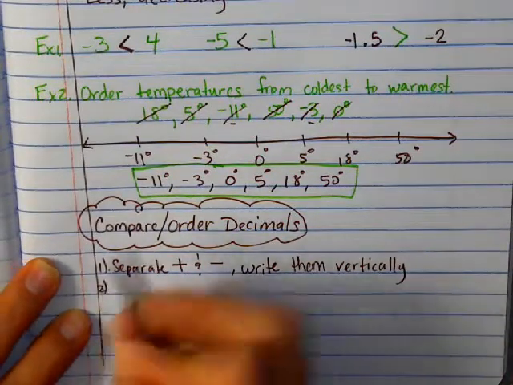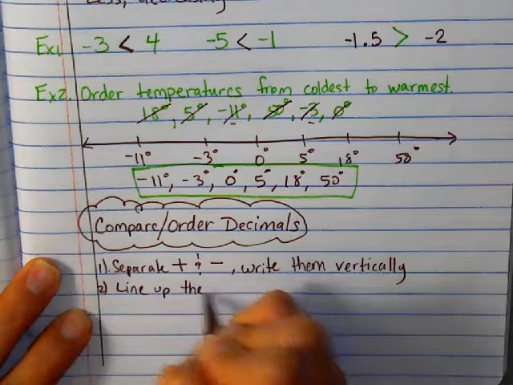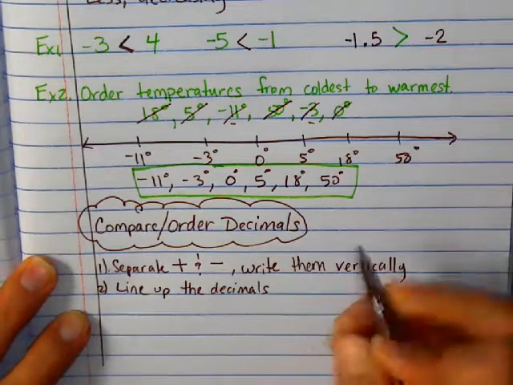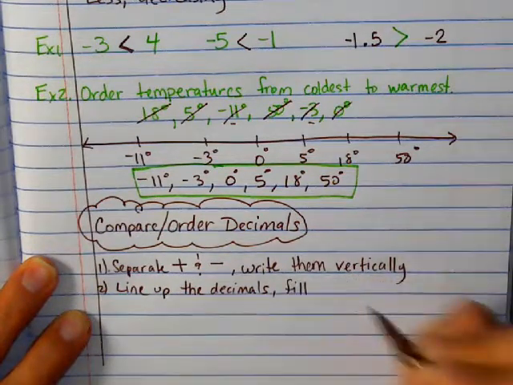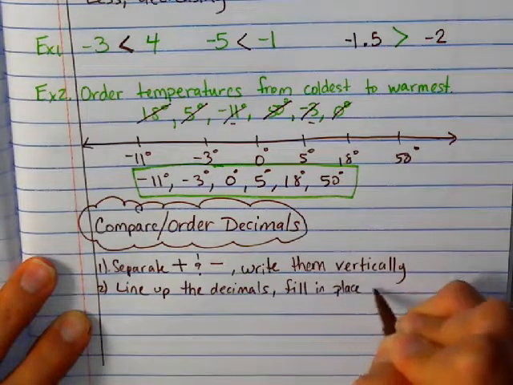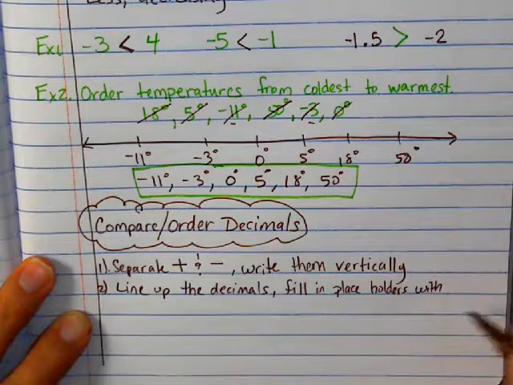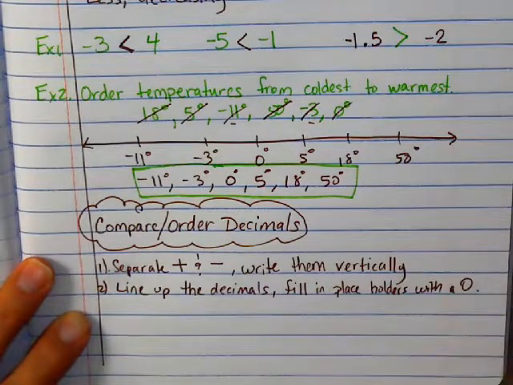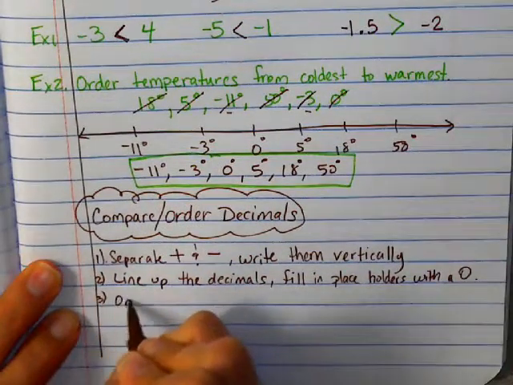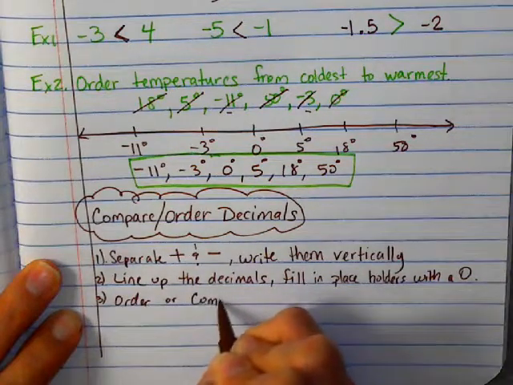Two, you're going to line up the decimals. And of course, you want to fill in those placeholders with a 0. With a 0, just going to write it as a number. And then your final step, just order or compare, whatever they're asking you to do. So order or compare them.